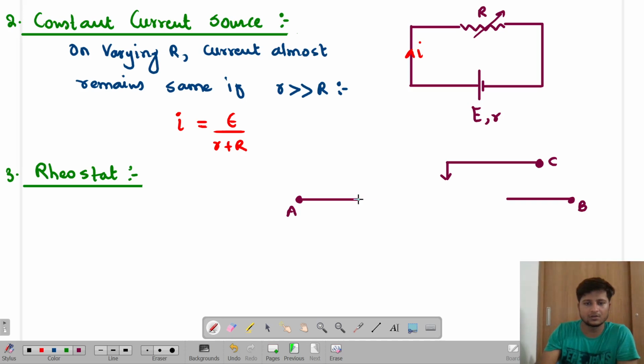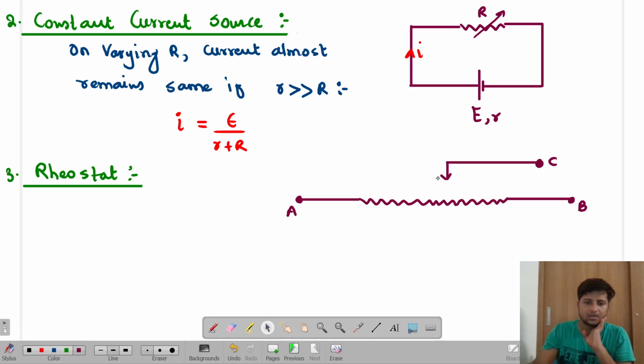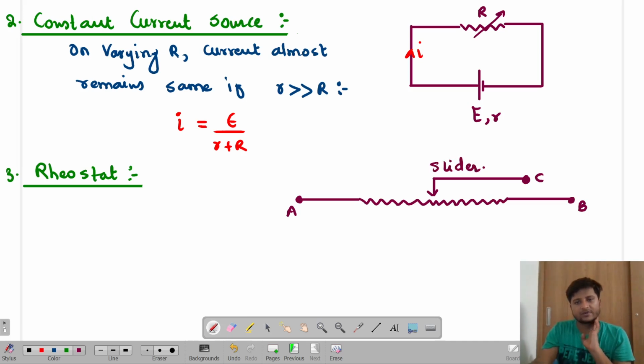B, sorry. So this slider slides all over the place. Are you able to get me? And with the help of this slider, we define our resistance. So this is my slider. It slides all over here and there, and it tells us what kind of resistor you want. Are you able to get me?